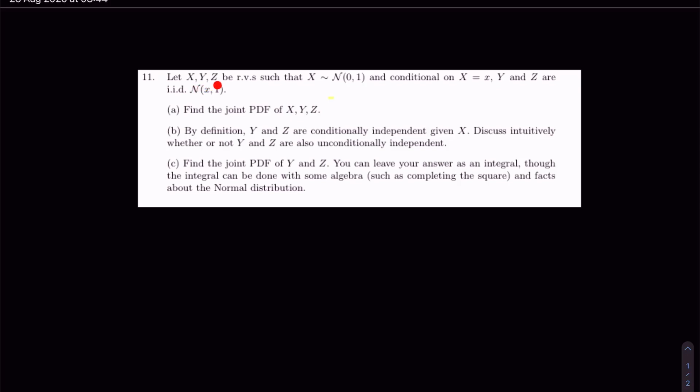So we're letting x, y, and z be random variables such that x is a standard normal, and conditional on a value of x, y and z are i.i.d. normal with mean taking the value of this conditional information. And here we're going to find the joint PDF of x, y, and z.